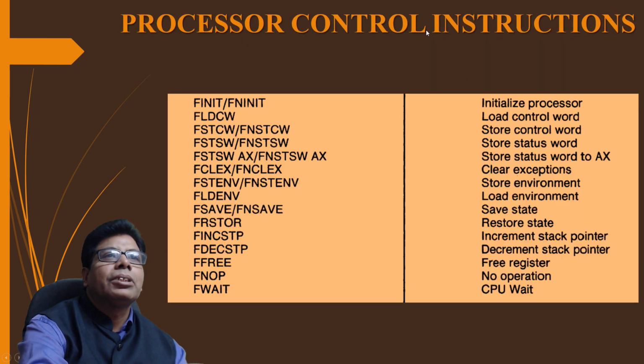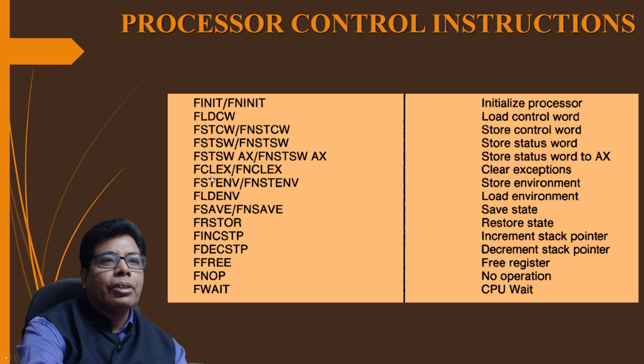Then the last is process control instructions. Here we have the instructions for FNINIT, that is initialize processor. Then FLDCW, that is load control word. Then this is for store control word. Then store status word. Then this is for store status word to AX, so the status word will be stored in the AX register.